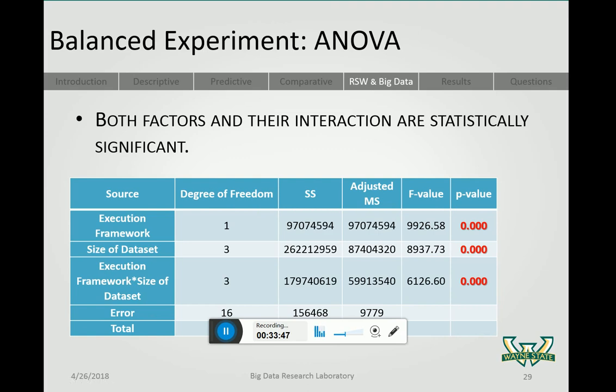On the other hand, by using the second assumption and having values for failed scenarios, we can observe that the p-value of this ANOVA analysis reveals that execution framework, size of dataset, and the interaction of execution framework and size of dataset are all significant from a statistical perspective. So, execution framework matters, size of dataset matters, and selecting their combination also matters in big data scenarios.